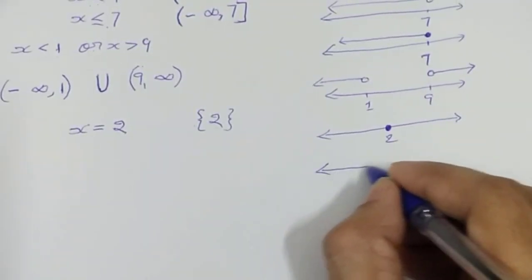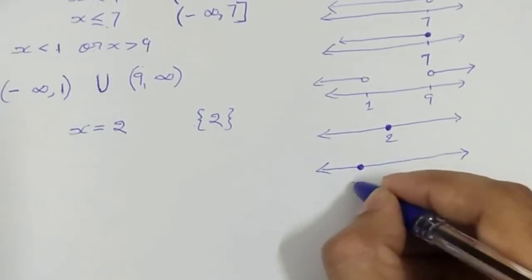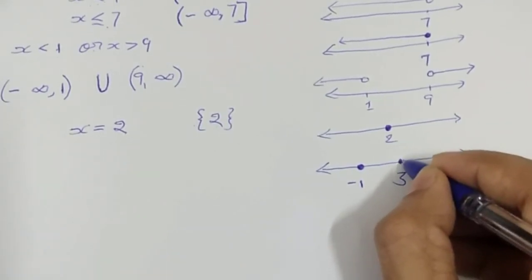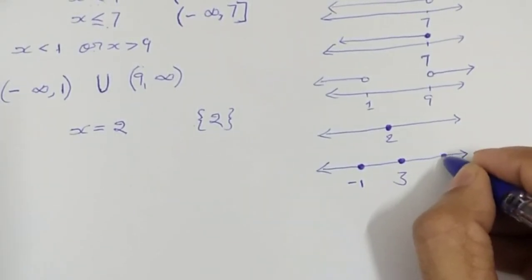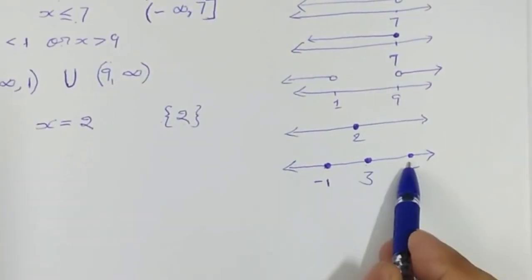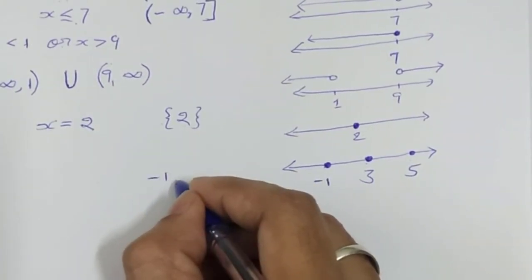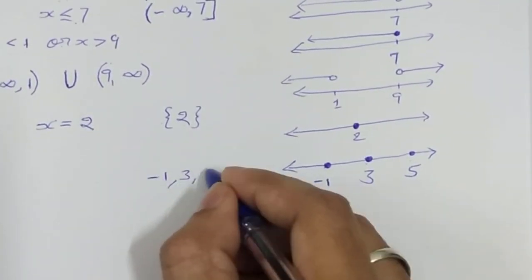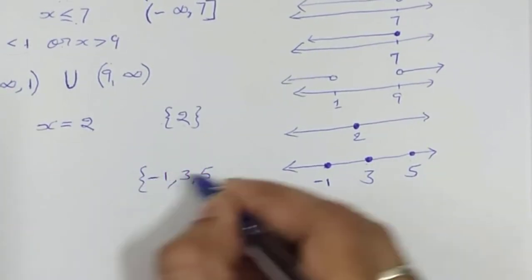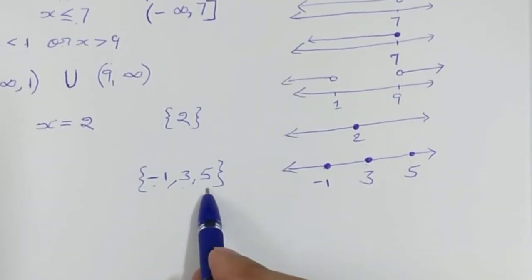Suppose I take a particular diagrammatic representation on which the numbers like -1, then 3 is the answer, and then 5 is the answer. Only a limited number of answers. There are 3 answers, -1, 3 and 5. How can we write this in this format? So this is -1, then 3, and then 5. No other number is the answer. We just put them in curly brackets. So this is a set containing -1, 3, 5.